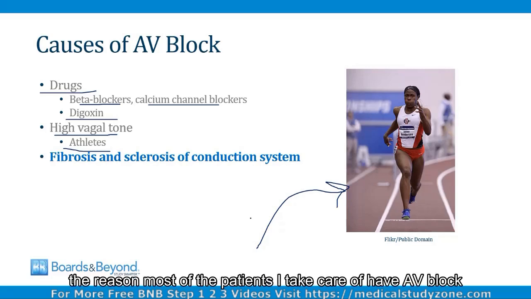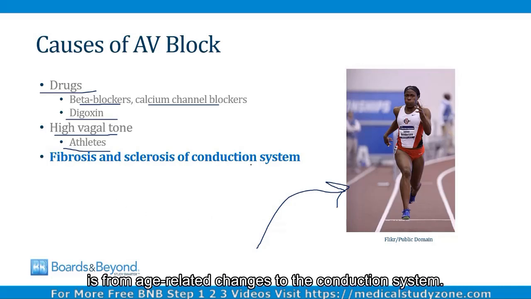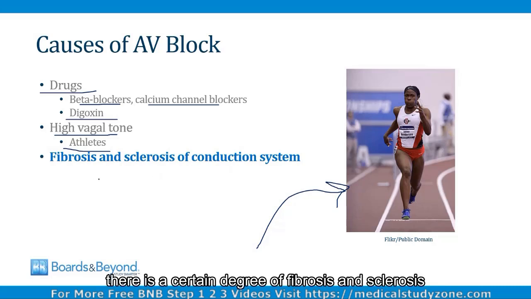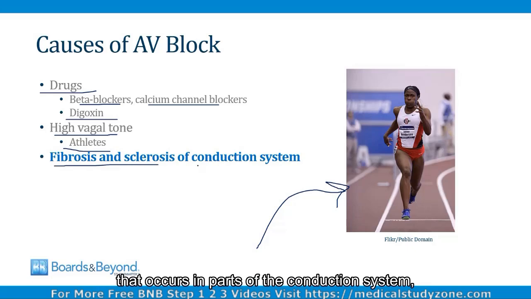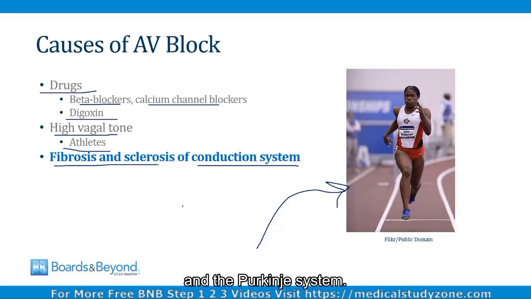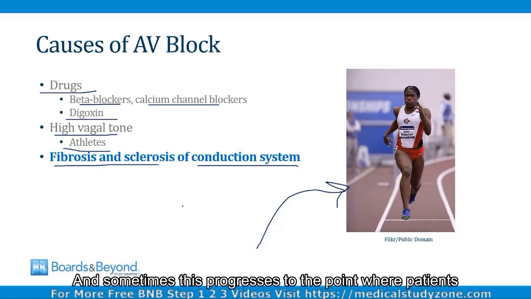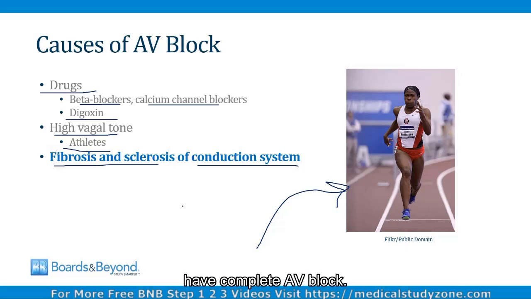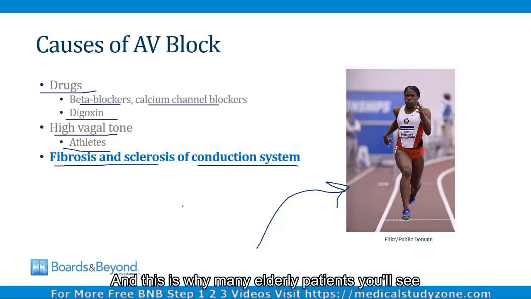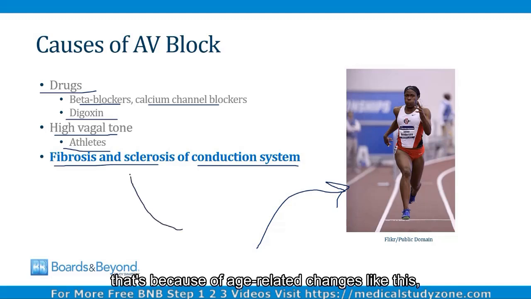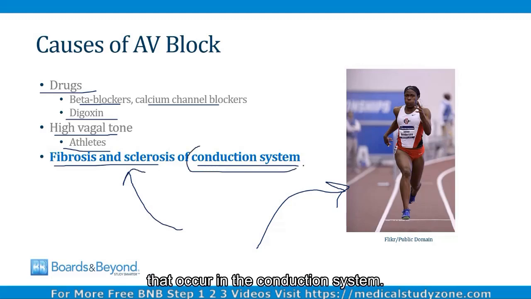And then lastly, the reason most of the patients I take care of have AV block is from age-related changes to the conduction system. As we age, there is a certain degree of fibrosis and sclerosis that occurs in parts of the conduction system, like the His bundle and the bundle branches in the Purkinje system. And sometimes this progresses to the point where patients have complete AV block. And this is why many elderly patients you'll see on your clinical rotations will have pacemakers. That's because of age-related changes like this that occur in the conduction system.